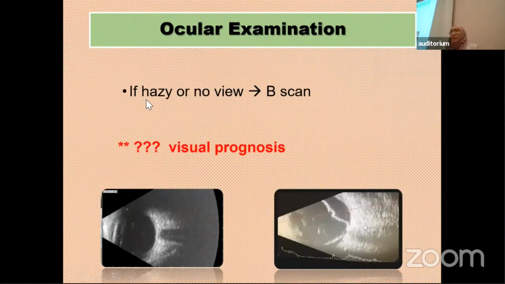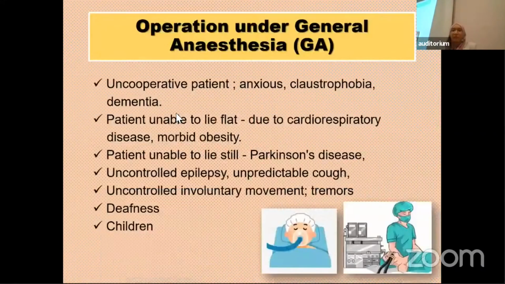If there's no fundus view, we need to do B-scan to look for presence of retinal detachment or vitreous hemorrhage. For certain patients actually not suitable to be done under local anesthesia, we need to proceed with operation under GA. For example, in uncooperative patients, unable to lie flat, unable to lie still, uncontrolled epilepsy or unpredictable cough, uncontrolled involuntary movement, deafness, or in children.